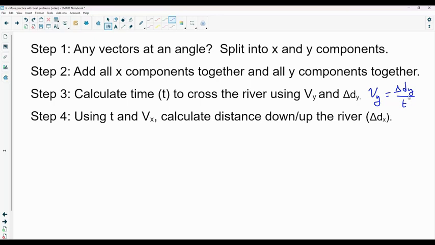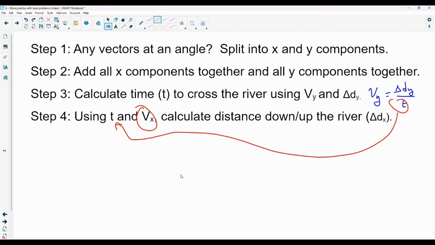Once we've got the time, we can take that and we're going to use it. So we're going to plug it in over here and say, okay, we got the time now. And we know our velocity in the x direction because we know the current, and there might be a component of our heading that's also in the x direction. And so we figured out what that is. Now we're going to use that overall velocity in the x direction, and we're going to calculate the distance up or down the river, how far it goes. That's our displacement in the x direction. Okay, so that's our strategic approach towards solving these.